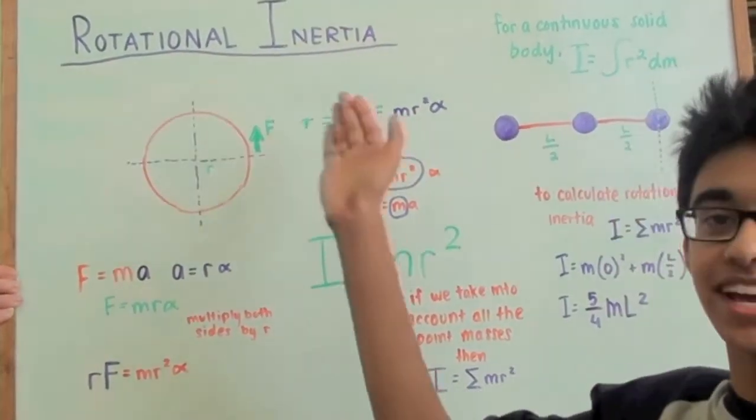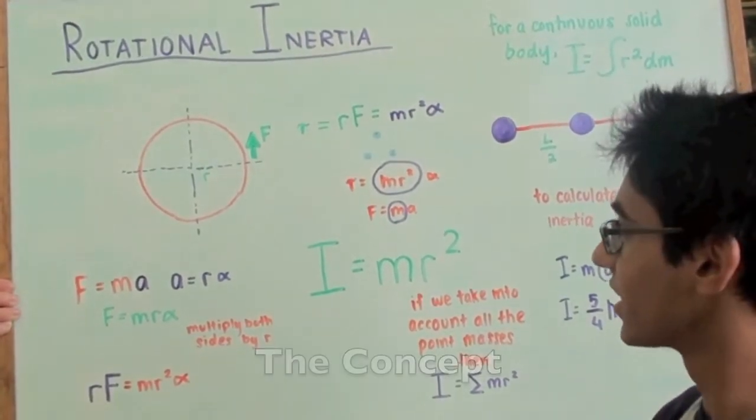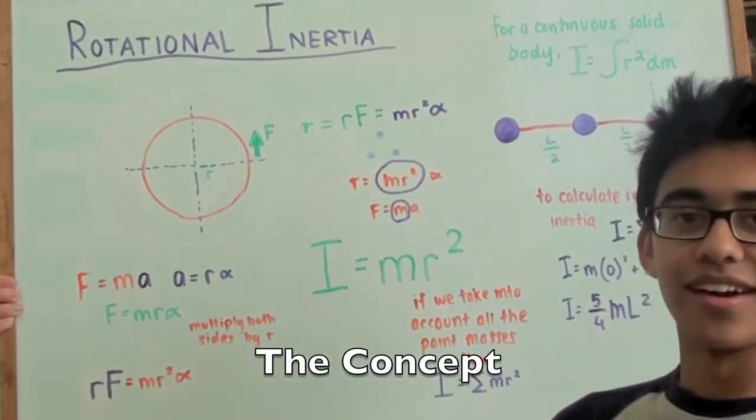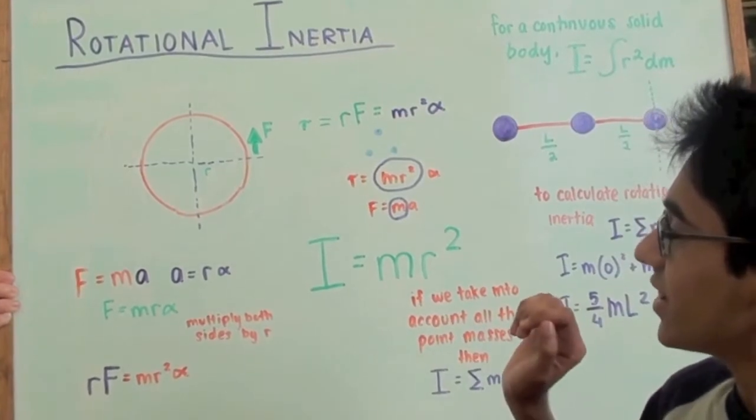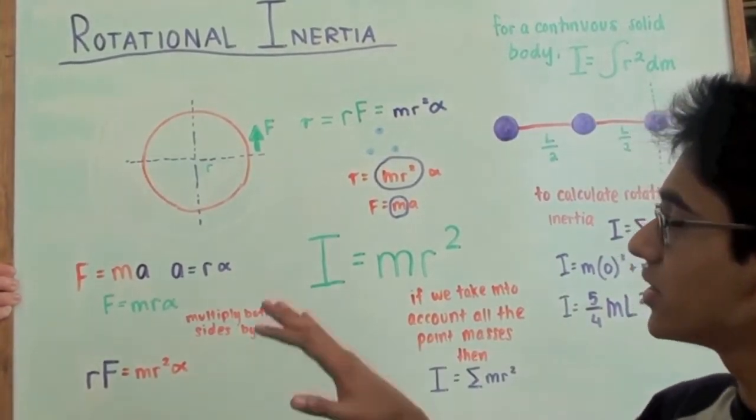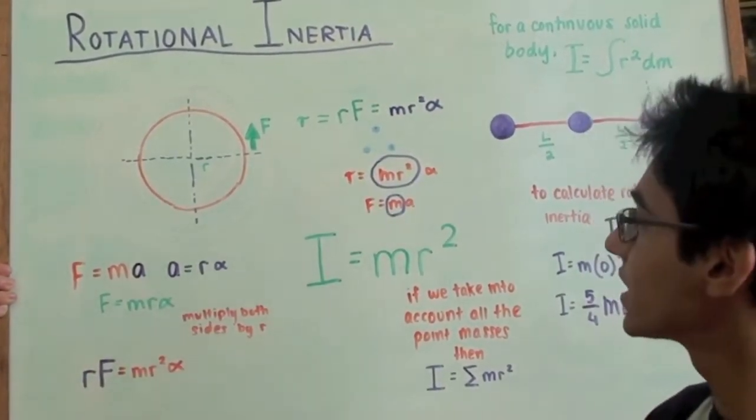Today we learn about rotational inertia. Our goal today is to determine a rotational analog for the equation F equals ma, or Newton's second law.